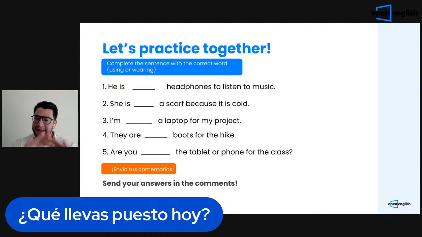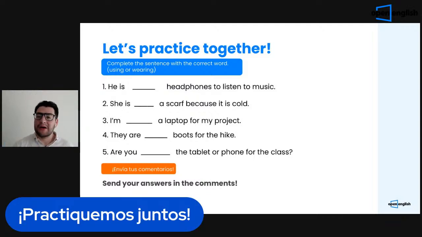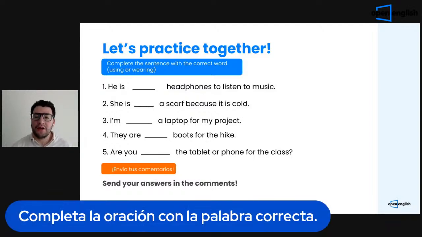So let's practice together. Vamos a practicar juntos usando ambos. So we're going to complete the sentences. We have 5 sentences, and let's practice with the correct word, using or wearing. So we have number 1, he is headphones to listen to music. She is a scarf because it's cold. I'm a laptop for my project, and they are boots for the hike. And number 5 is a question. Are you the tablet or phone for the class?